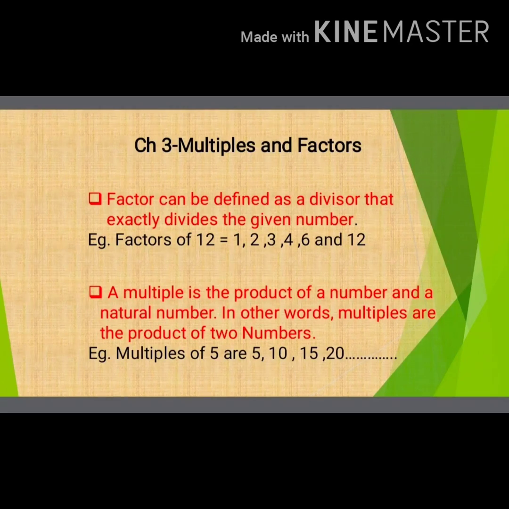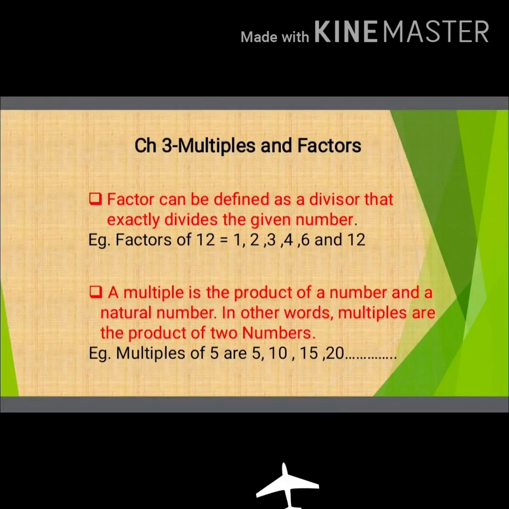So when I multiply 8 ones are 8, 8 twos are 16, 8 threes are 24. In short, I can say that multiples are nothing but the numbers which come in the table of 8. Here I have shown you the example of multiples of 5.